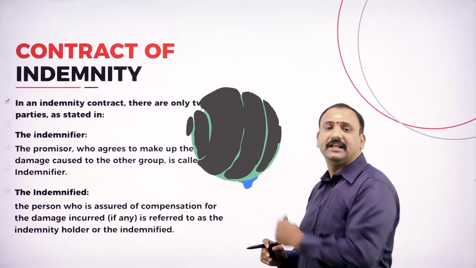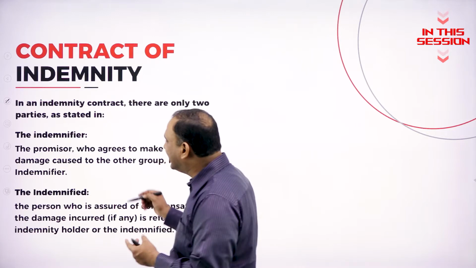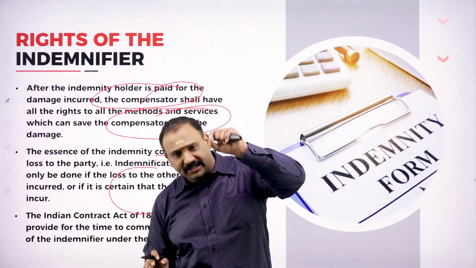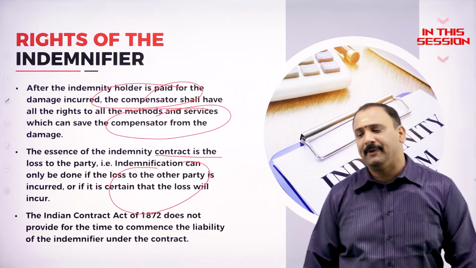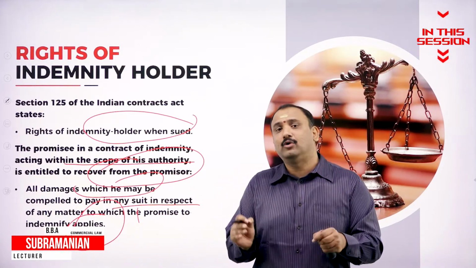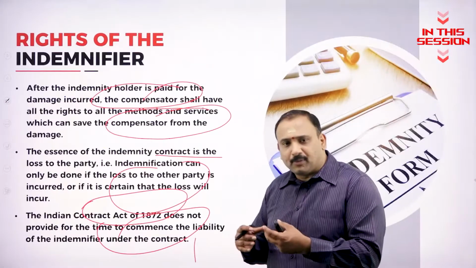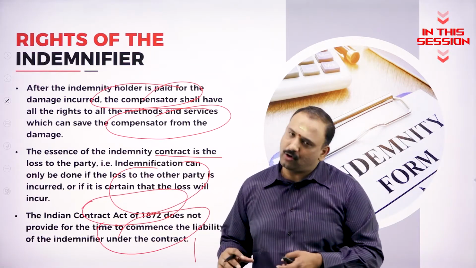In an indemnity contract, there are only two parties stated. The one is the indemnifier, the promisor, only on the basis that if the loss is going to happen for the promisee, he will only get the amount that is specified as per the contract. It is not providing the timestamp to commence the liability. It goes with the contract altogether.